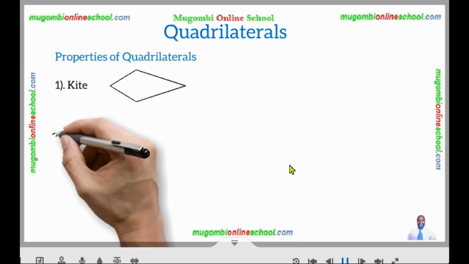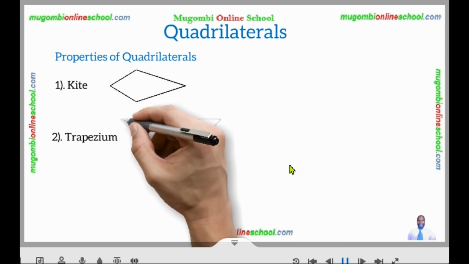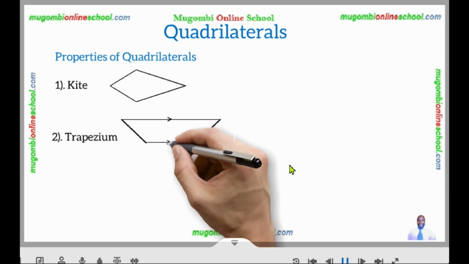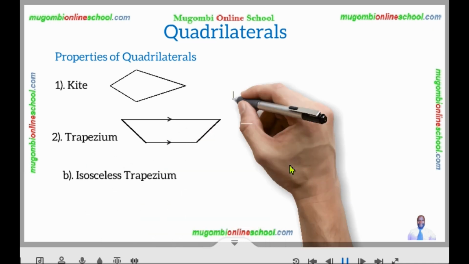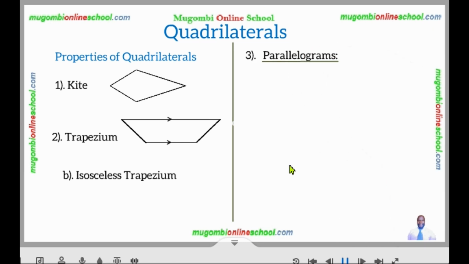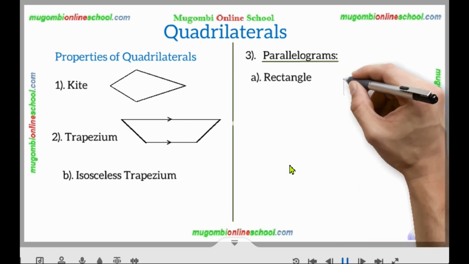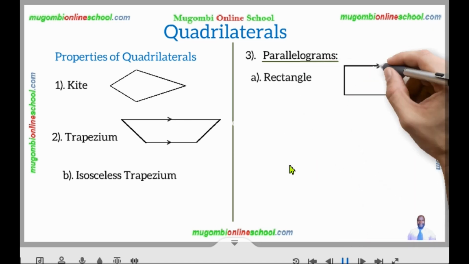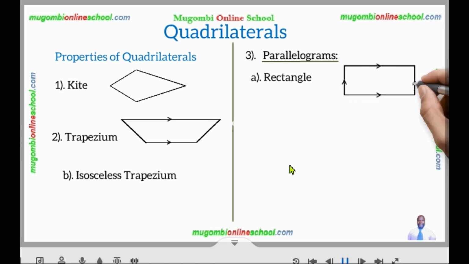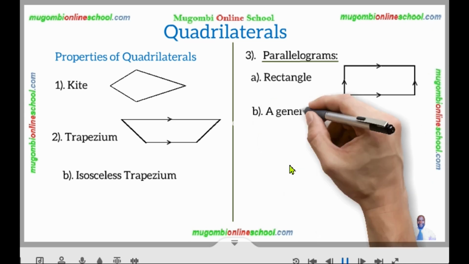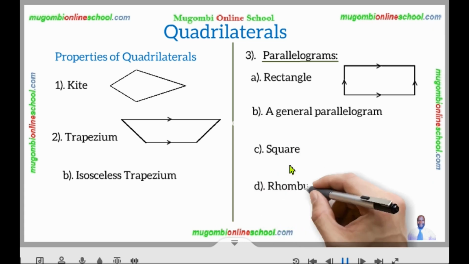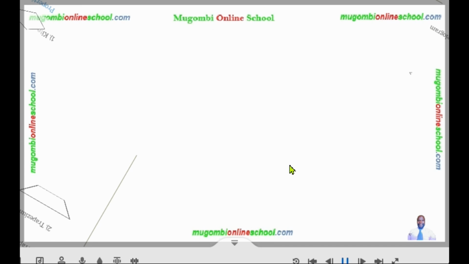I'm going to teach you about the properties of a kite, the properties of a trapezium, and I'm also going to explain the concept of an isosceles trapezium. And then after that, I'm going to explain the properties of all parallelograms. The parallelograms include the rectangle, like this one, with parallel sides like this, as well as this one. And then from there, I will explain the concept of a general parallelogram, as well as a square and a rhombus, all the properties of these parallelograms.